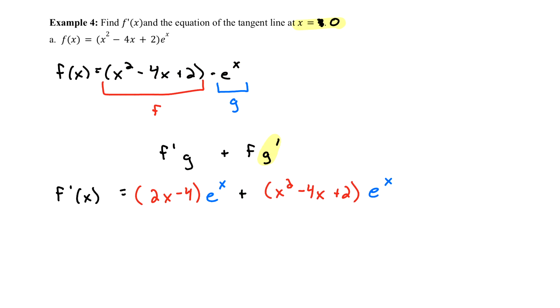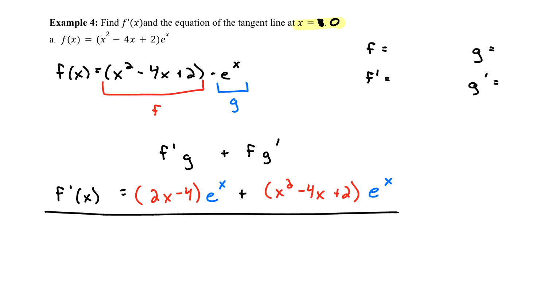If you're feeling like this is moving a little bit too fast, then I might recommend for your first few product rule problems, use that method that we talked about when we very first started talking about the product rule. Say, okay, here's what f is, here's what f prime is, here's what g is, here's what g prime is. I think that can be really helpful in applying your product rule. So this is our derivative using the product rule, but it doesn't really look nice. I think we can simplify this.